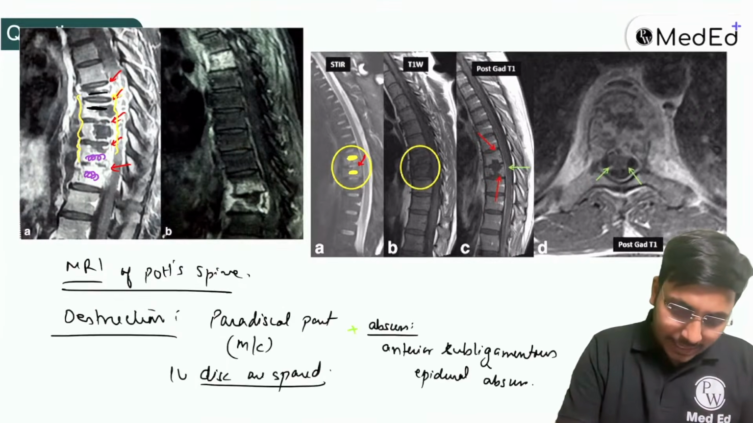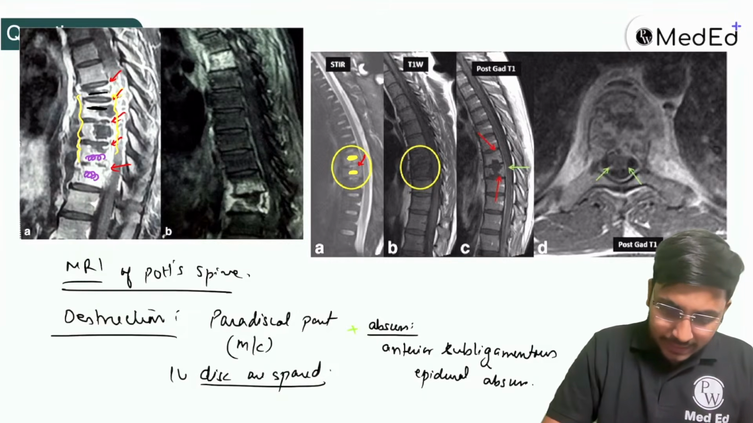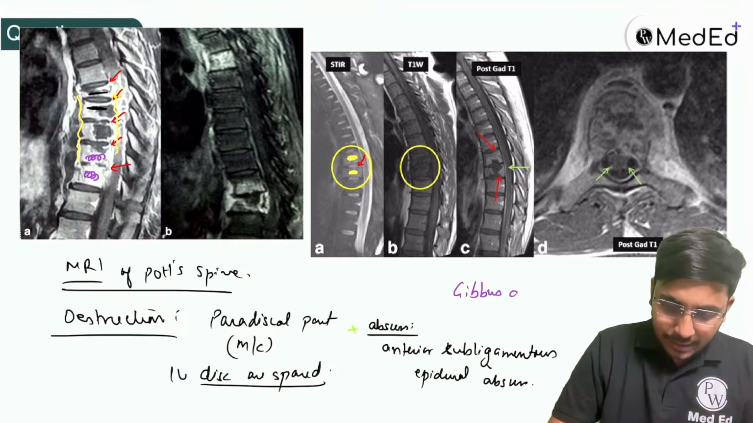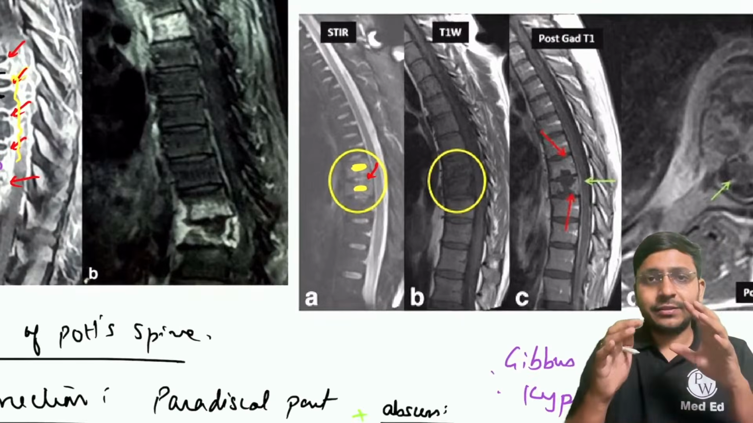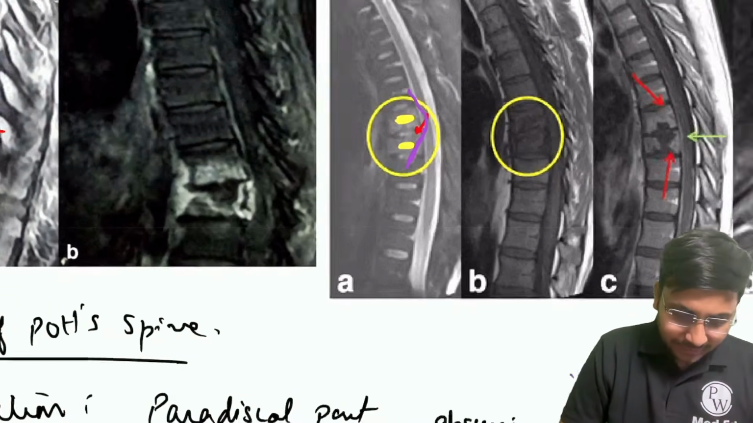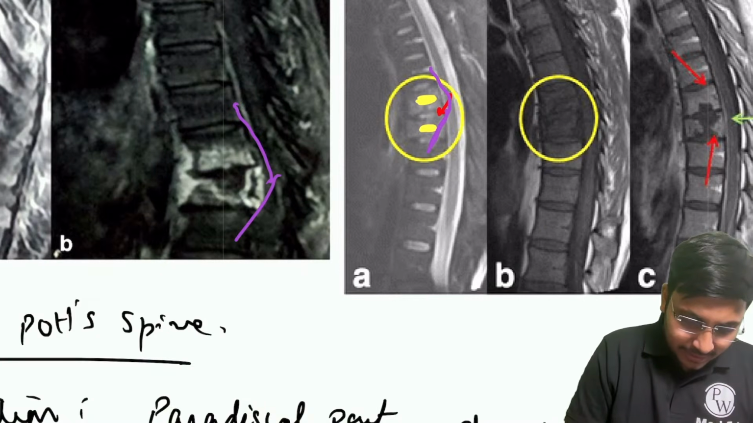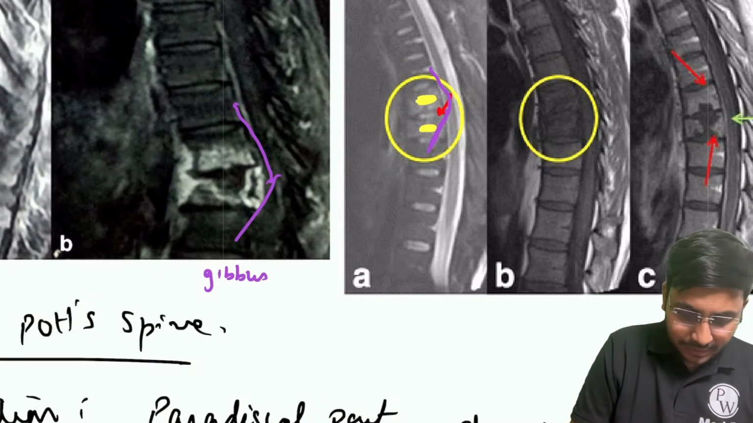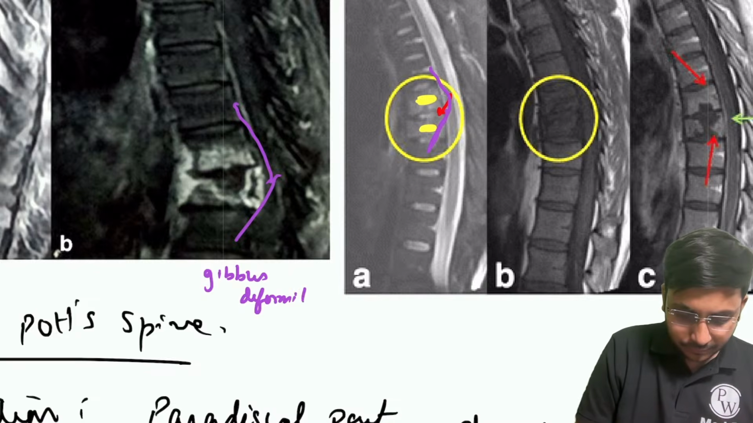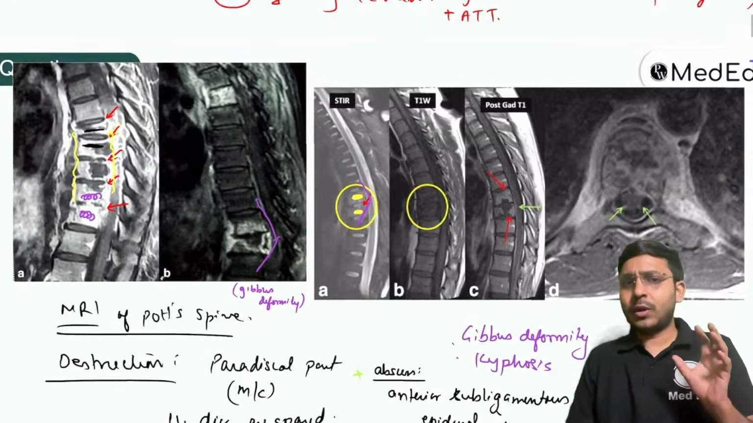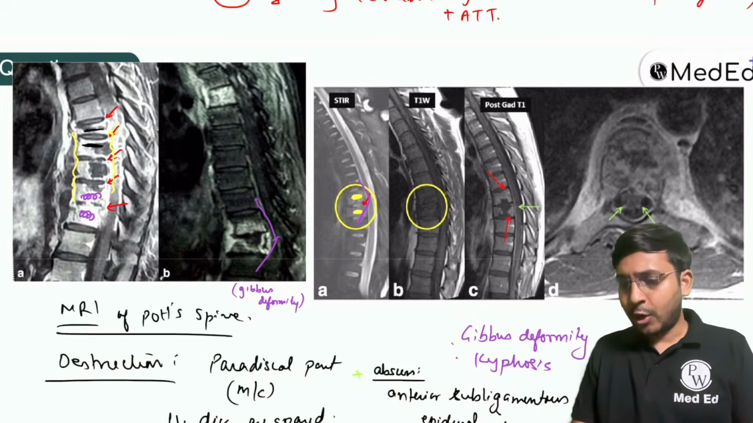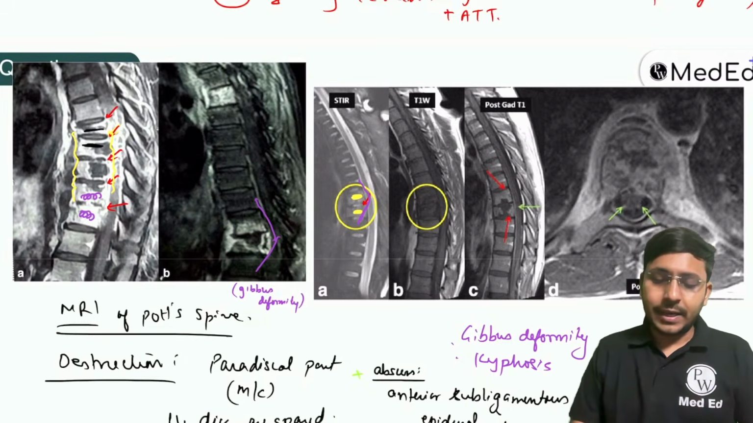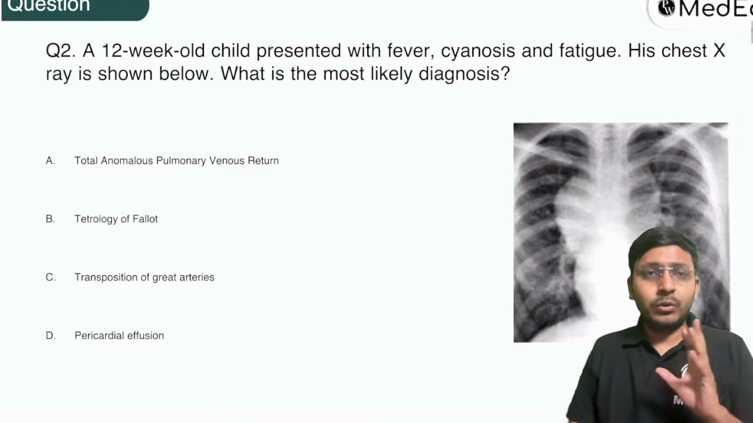And sometimes what else can you get in the question? You can get a gibbous deformity. Gibbous deformity or kyphosis. That is due to this destruction, there can be this angulation. For example, here you see this angulation. This is a gibbous deformity. So TB you can't miss. You can't miss a TB MRI. And this is a very, very common MCQ, very, very common PYQ that is asked in NEET PG. Now let's move on to the next question.